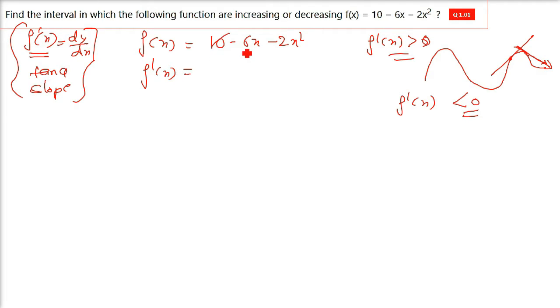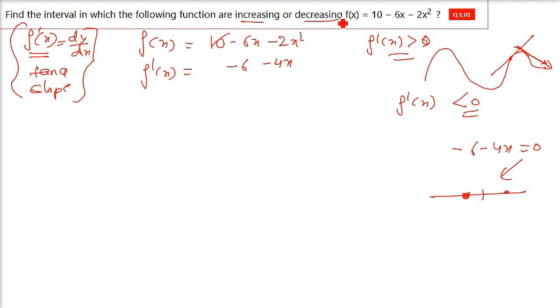Differentiating this, we get minus 6 minus 4x. Now you will see in various literature that people solve it by saying minus 6 minus 4x equals 0, find the value of x, locate that point on the line, take a value just lower or higher than it, put it in, and find the increment and decrement. But this hit and trial won't work in mathematics. In mathematics, we need a concrete solution.